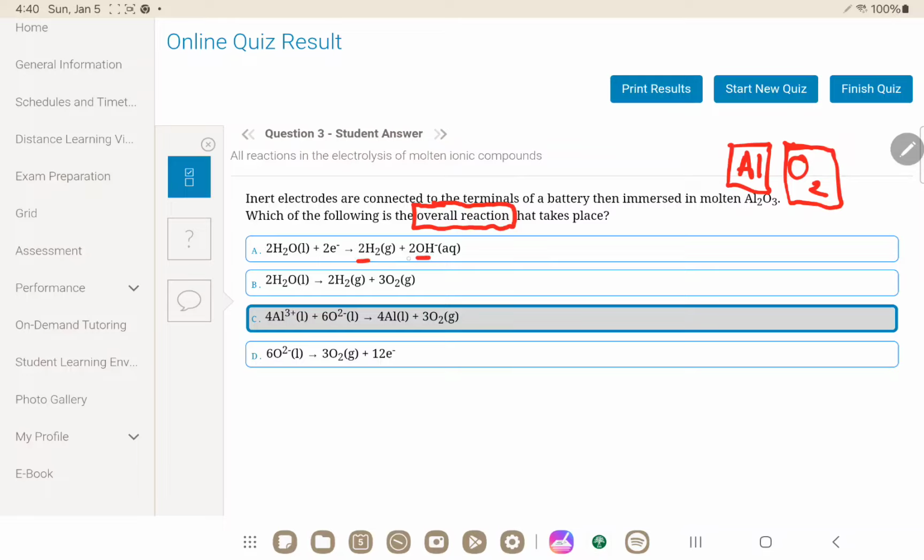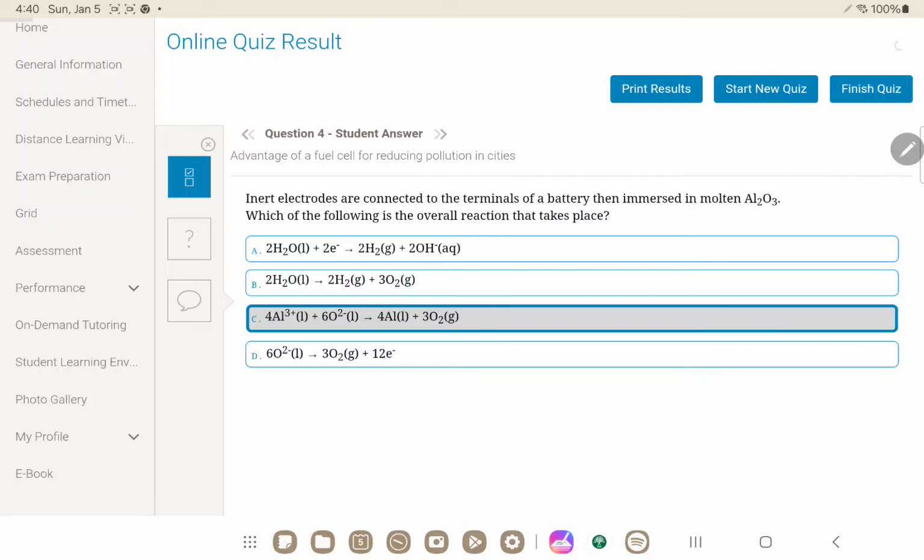So here you have H2 and OH. No, because you don't have it reacting with water since it's molten. Here you have H2 and O2. Again, no, because you're not reacting it with water. Here you have 4Al, O, and in your final product you have Al and O. Here you don't even have aluminium in the entire reaction, so this is just immediately wrong.